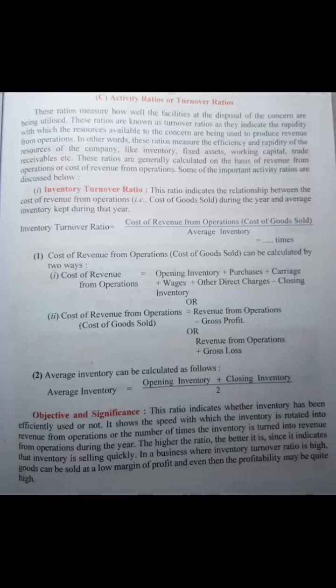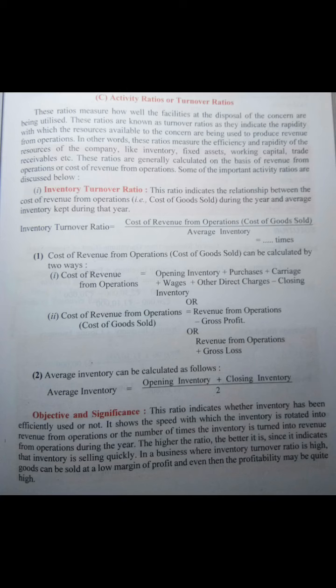After studying the liquidity ratio and solvency ratio, the third category of accounting ratio is activity ratio, or we may say turnover ratio. These kinds of ratios usually measure the efficiency and rapidity of the resources of the company. That means it indicates how rapidly the resources have been utilized for creation of the revenue from operation.